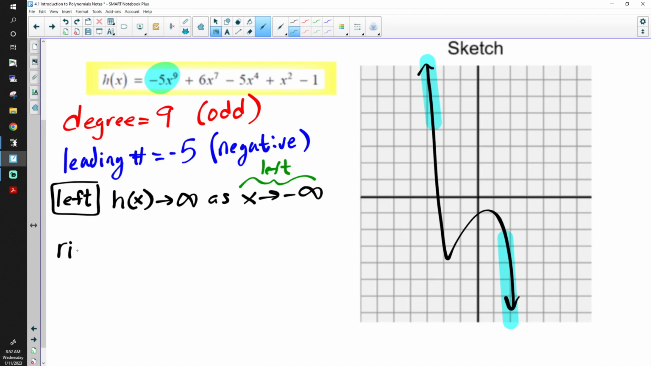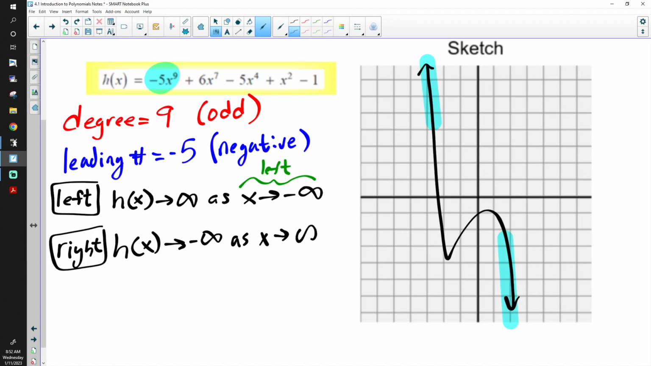For the right side, h of x approaches, on the right, we're going which way? Down, towards negative infinity. When we're describing the right side, we're talking about all the positive numbers, so positive infinity. And again, this is just a fancy math word for saying to the right.